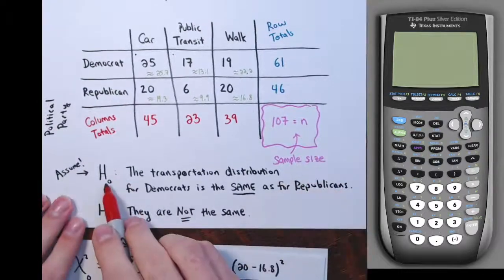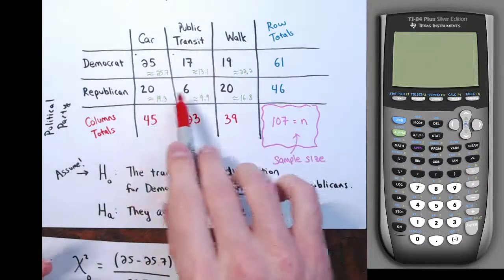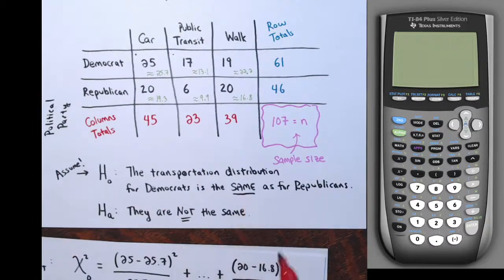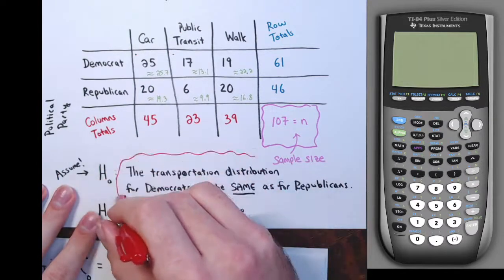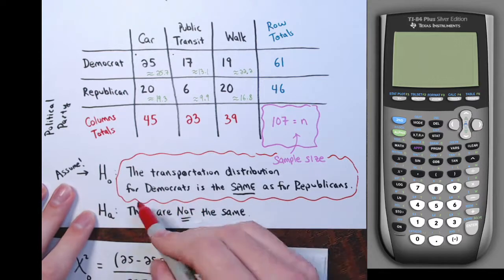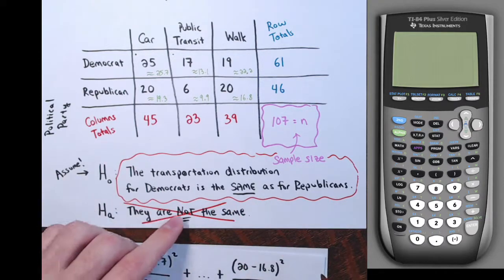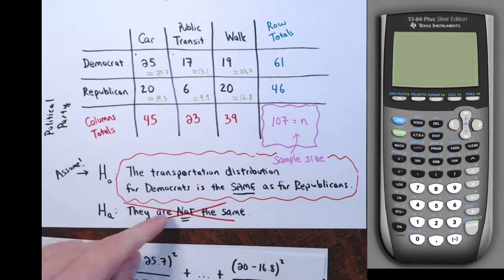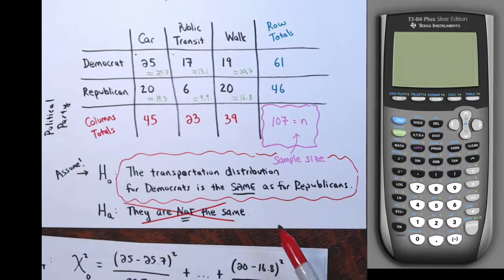The null hypothesis will be that the distributions for transportation for the Democrats are the same as for the Republicans. We are not rejecting that. We're keeping that. And if we're not rejecting that, that means we're not supporting the other statement, that the distributions aren't the same. So we're saying that they're not the same, right? Or that they are the same.